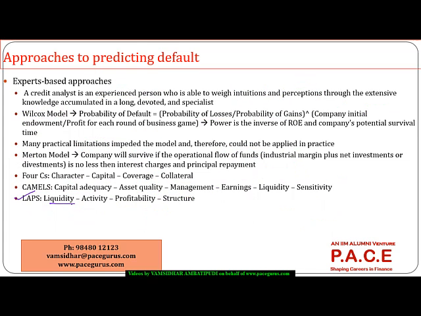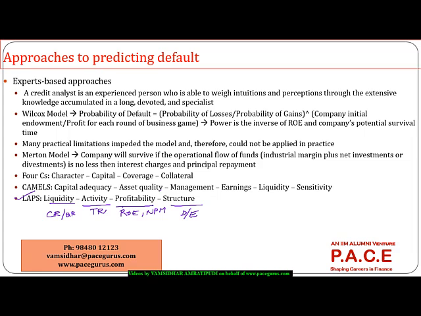The liquidity ratios, looked at as current ratio, quick ratio, etc. I have activity ratios, or the different kinds of turnover ratios which I can compute from the financial statements. The profitability ratios, talking about return on equity, net profit margin, etc. and the capital structure related ratios where we are bringing in the debt to equity component.